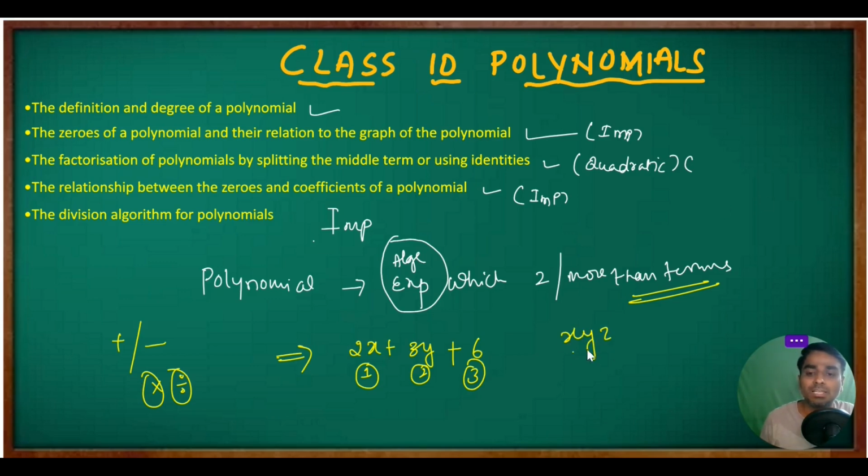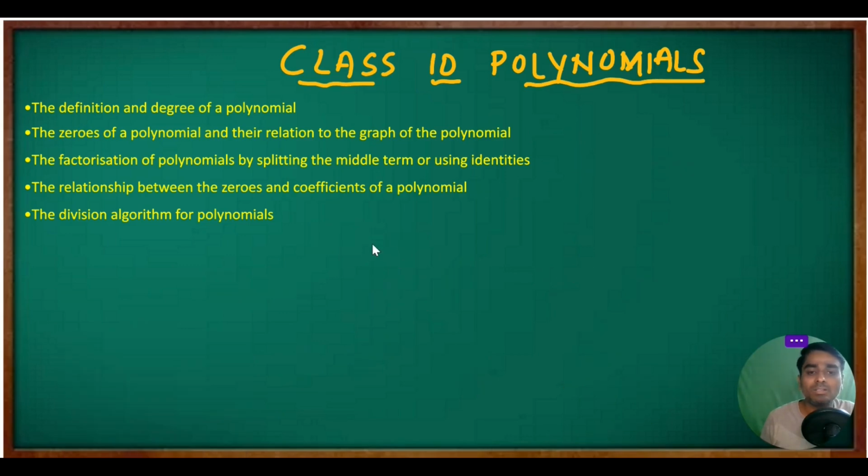Say for example, if you have x into y into z, this is one term, because they are not separated by plus or minus. Suppose if I write x plus y minus z, then this is three terms. It is a polynomial because there are three terms separated by plus or minus. All these are the basics you have studied already in your previous classes. I'm just revising things. Now get back to the degree.